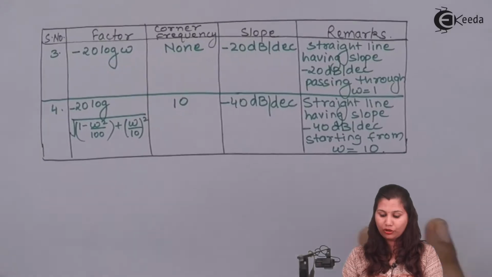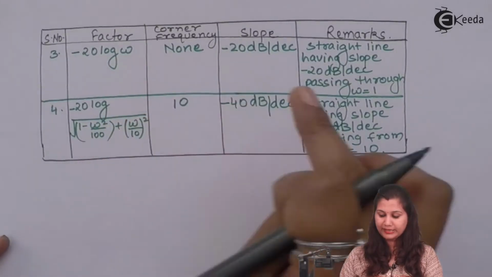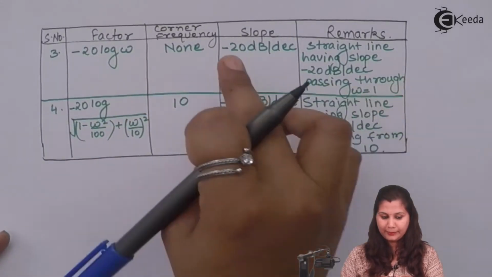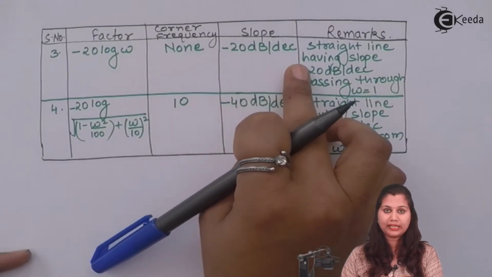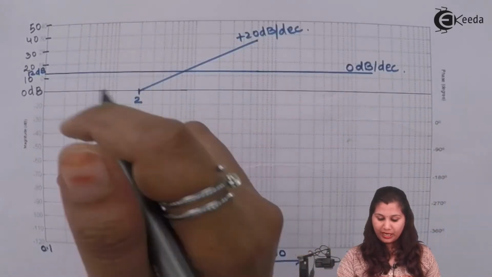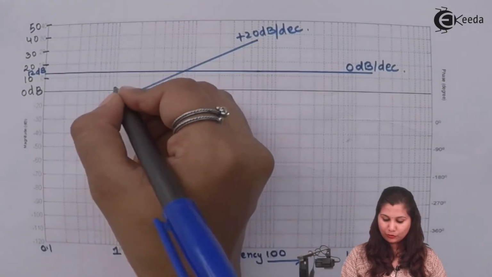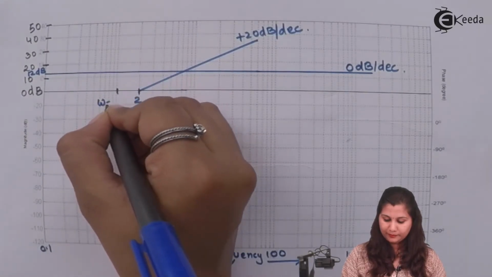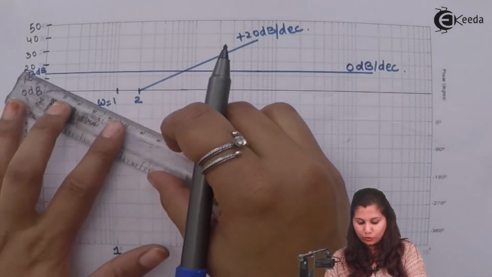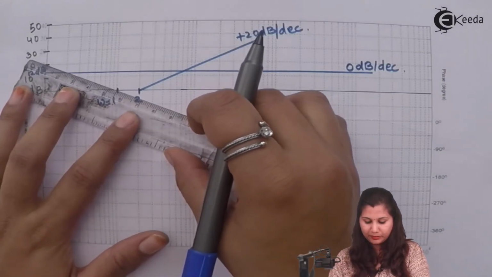Okay. Now we have the third factor, which is minus 20 log omega. So this will have no corner frequency, passing through omega equals to 1 and minus 20 dBs per decade is the slope. So it will start from 20 dBs. This is omega equals to 1 and it will have slope minus 20 dBs per decade.